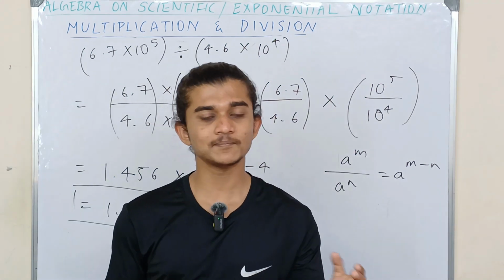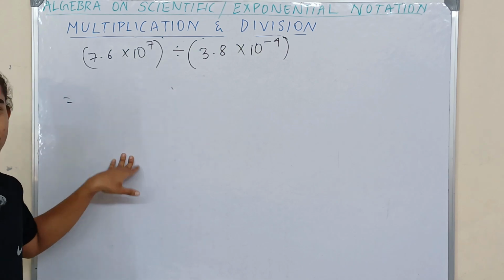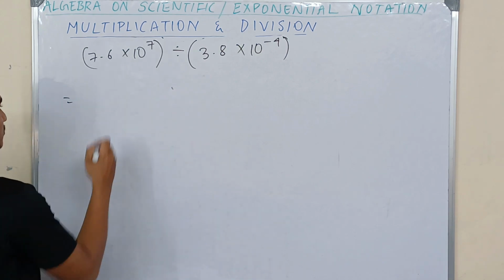Let us see one more example on division. As I told you, the question is going to be given in this way or in the form of a fraction. Now if it is not given in the form of a fraction, you're going to write it in the form of a fraction. So I'm going to write it out.